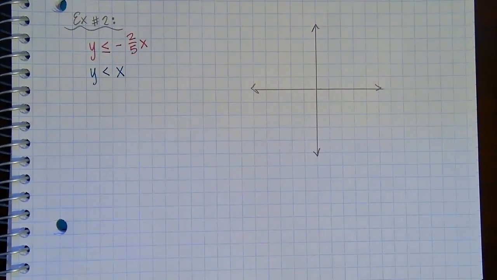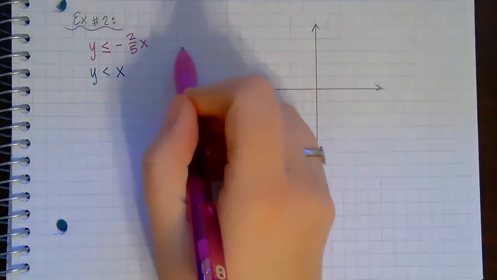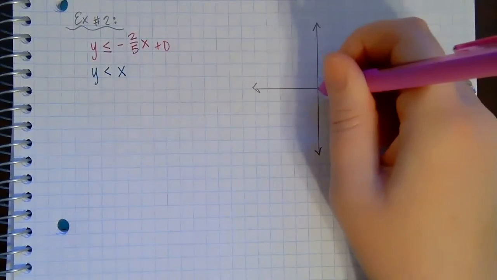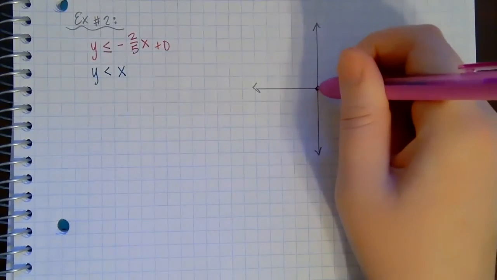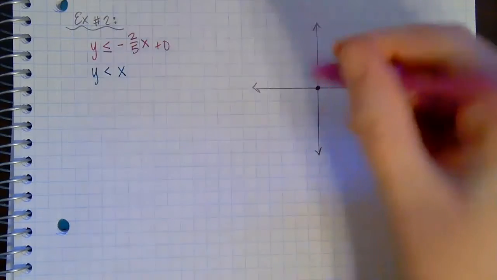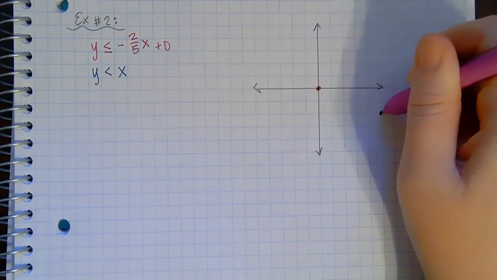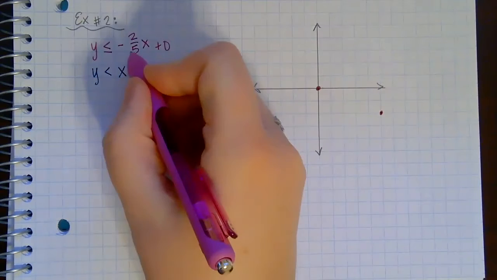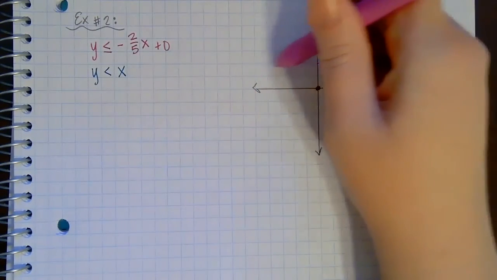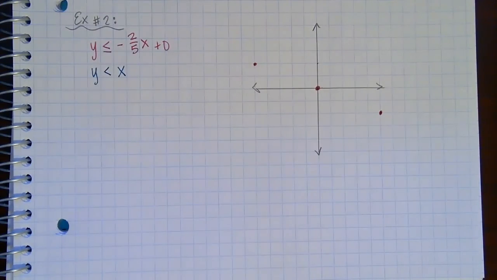Okay, so let's start by graphing our first one. Notice that the y-intercept, there's nothing, it doesn't say plus anything. That means it's plus 0. So I'm going to start at 0. And then -2 over 5, change in y over change in x. So I'm going to go down 2, right 5. Or I could put the negative on the bottom and leave the positive as the top. So up 2 and left 5. Notice it's an equal to, so it is going to be a solid line again.